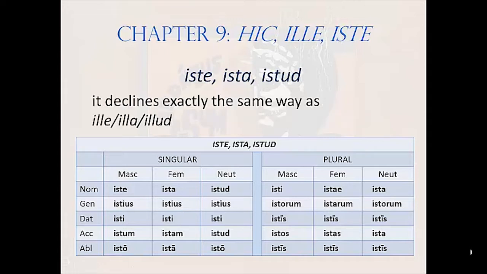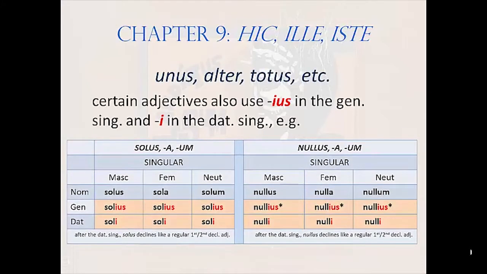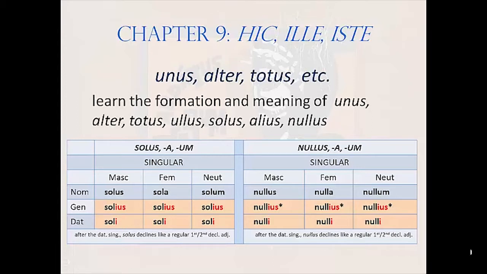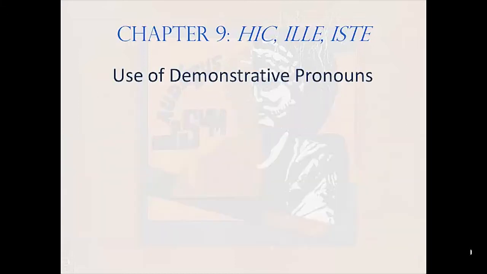And note that iste declines in exactly the same way as ille, illa, illud, including the genitive singular ius and dative singular i, with which you should be familiar by now. But those particular archaic endings are not restricted to hic, ille, and iste. They also show up in a series of adjectives which often function as pronouns in Latin. These include unus, alter, totus, ullus, solus, alius, and nullus. I expect you to know both the meaning of these words and that they use ius in the genitive singular and i in the dative singular.